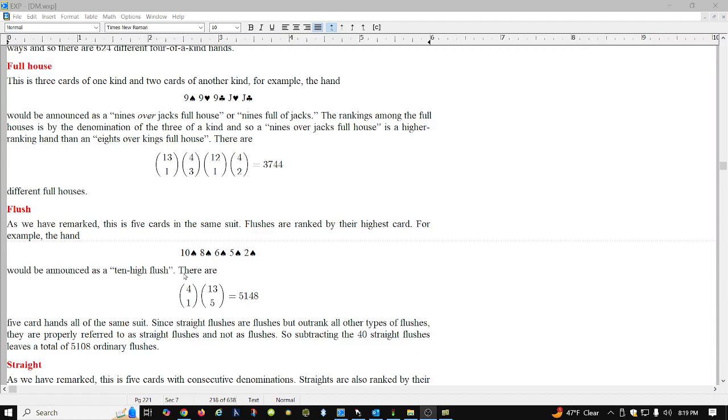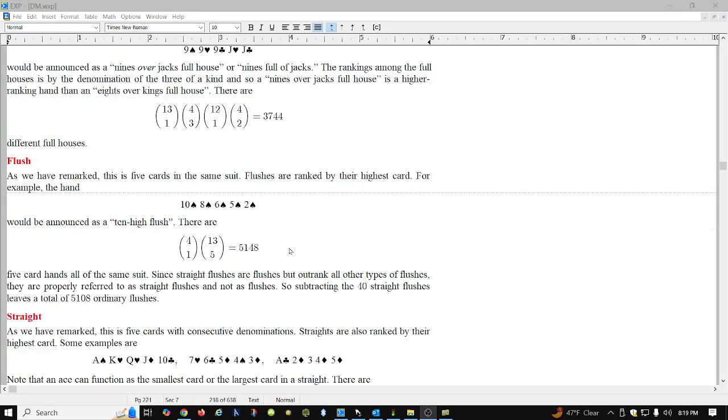How many flushes? Among the 4 suits, choose 1, for example, spades. Among the 13 spades, choose 5. 5,148. But you would want to subtract from this the 40 straight flushes, because no one would think of a straight flush as a mere flush. Okay, because flushes are a much lower rank than straight flushes.